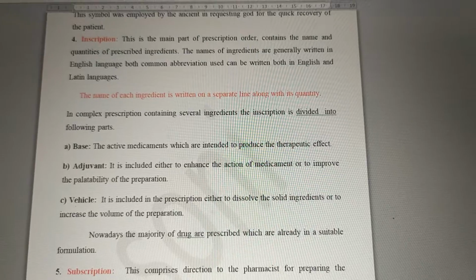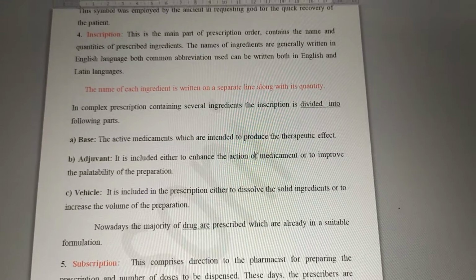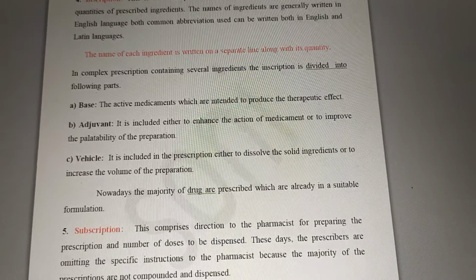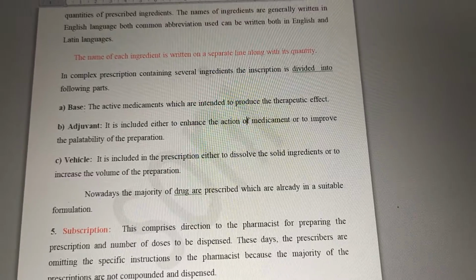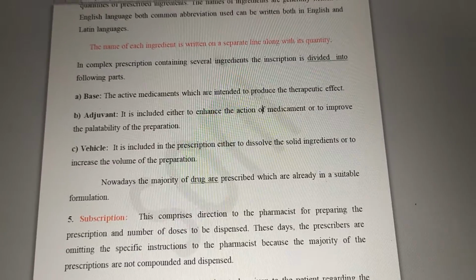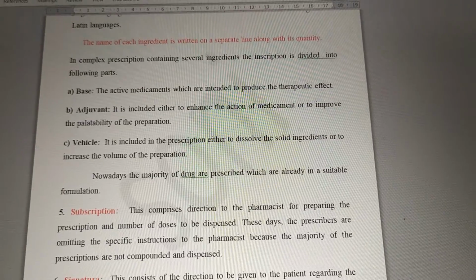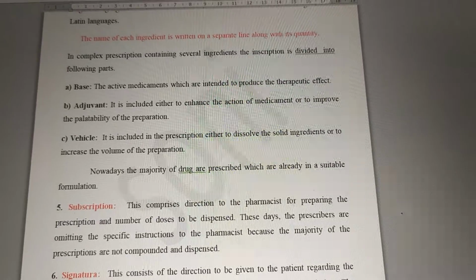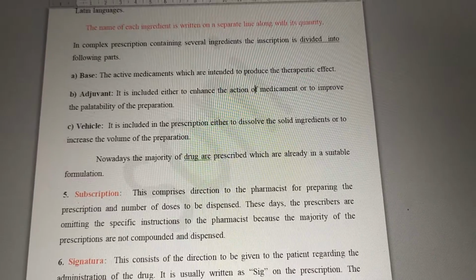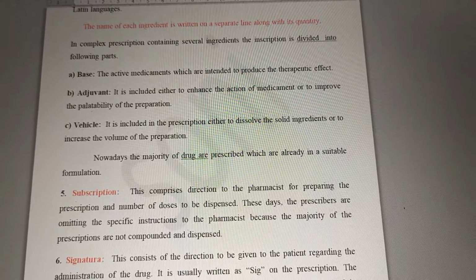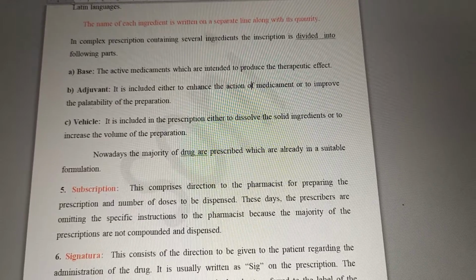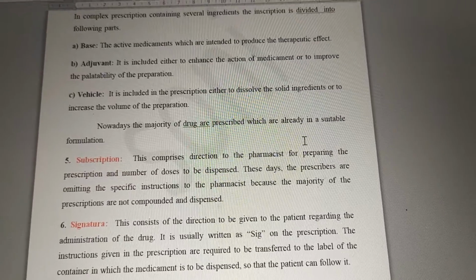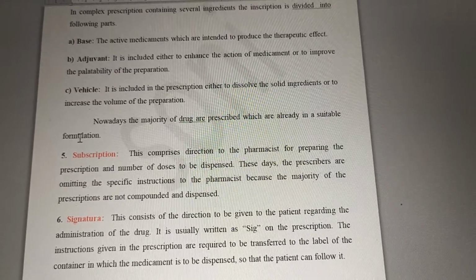In a complex prescription containing several ingredients, the inscription is divided into the following parts. First is base, the active medicament which is intended to produce the therapeutic effect. Adjuvant is included either to enhance the action of medicament or to improve the palatability of preparation. Vehicle is included in the prescription either to dissolve the solid ingredient or to increase the volume of preparation. Nowadays, the majority of drugs are prescribed which are already in a suitable formulation.